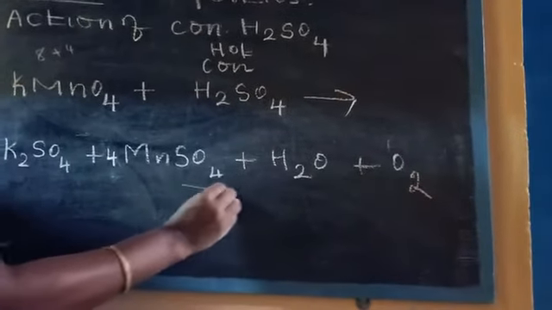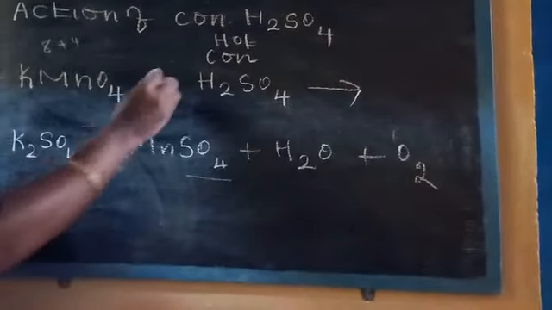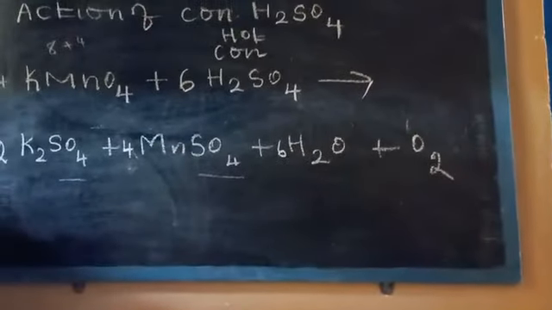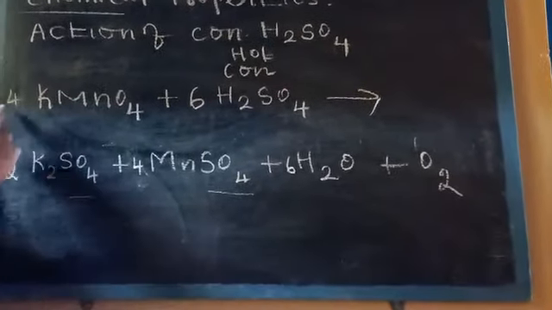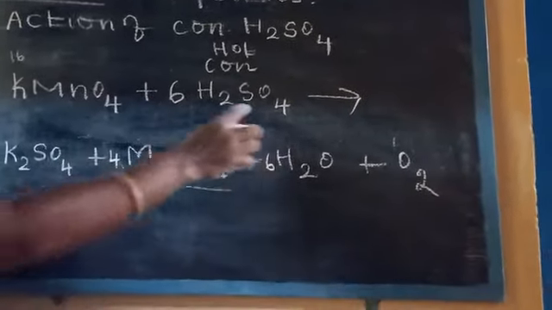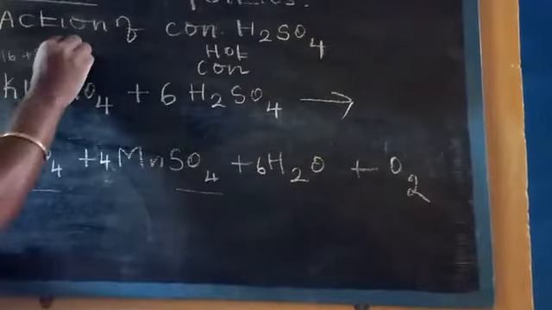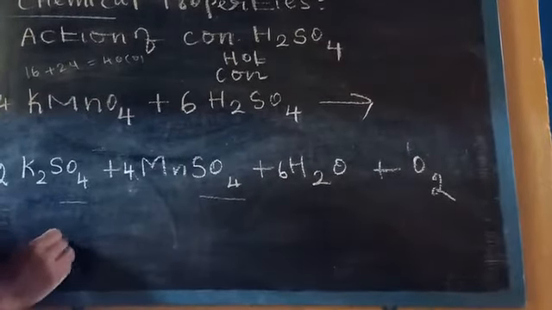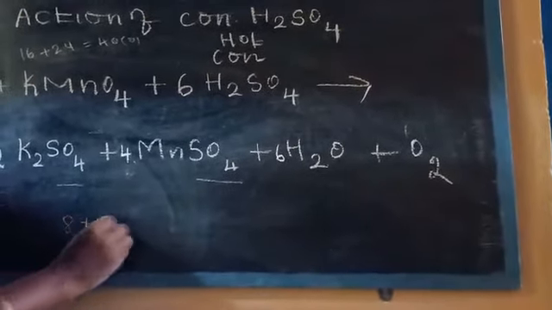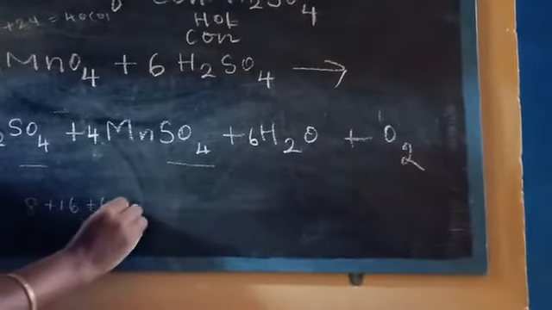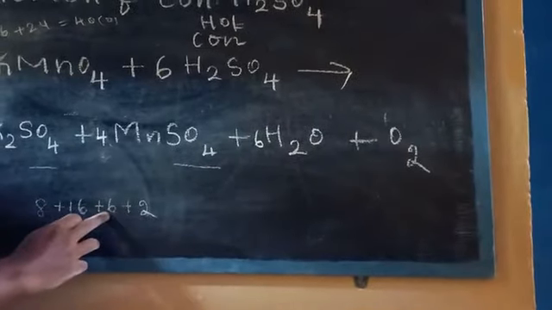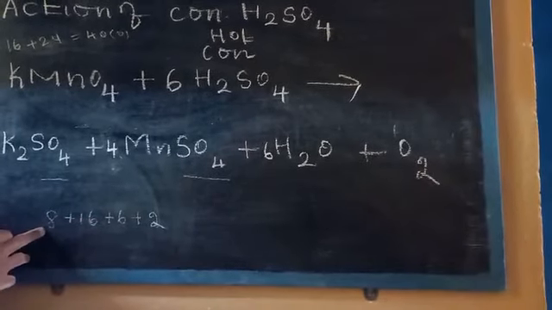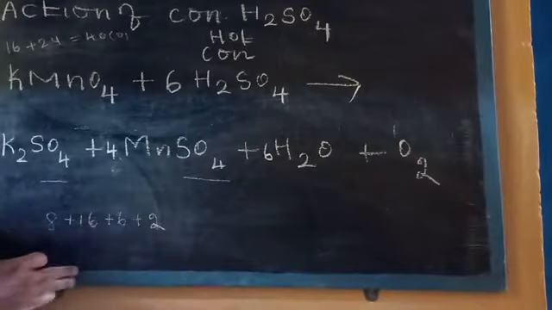Now see the SO4. 4 plus 2 is 6, so it is multiplied by 6. Now hydrogen, 6 2s are 12. Check the oxygen. 4 4s are 16, 6 4s are 24, so that is 40 oxygen on the reactant side. On the product side, 4 2s are 8, 4 4s are 16, 6 plus 2 is 8, so totals 32 oxygen. It is not balanced.